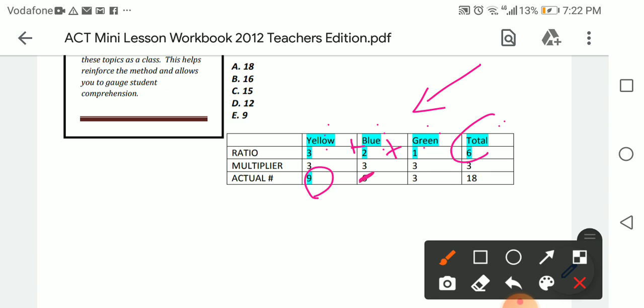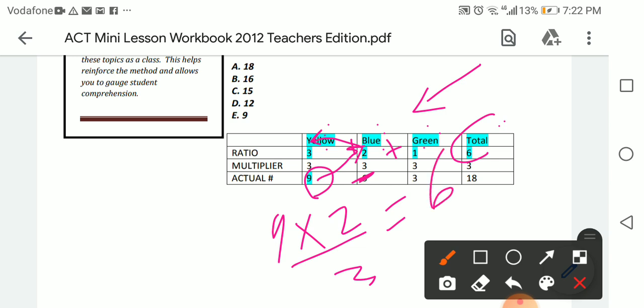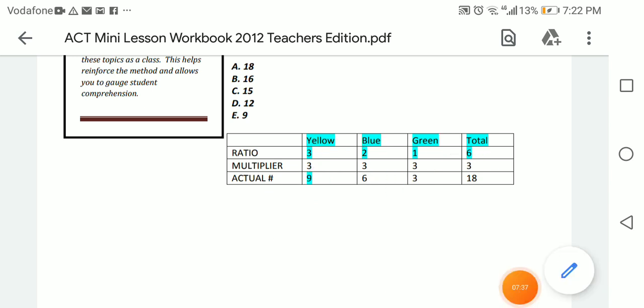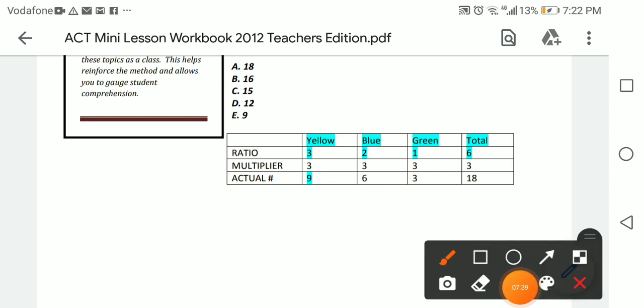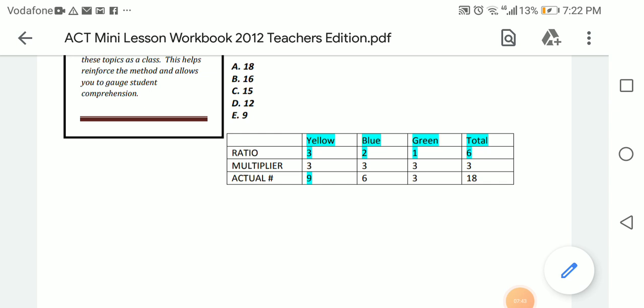How to get the actual for blue? It's very easy: 9 times 2, divided by 3. 18 divided by 3 gives me 6. So the actual for blue is 6. For the green one it's easy, and for the blue one it's also easy. See, it's very easy like this.